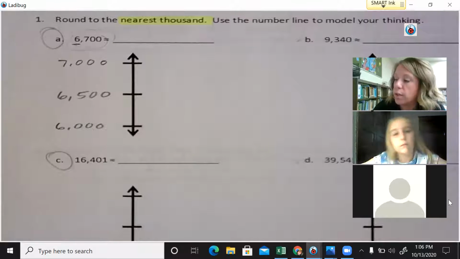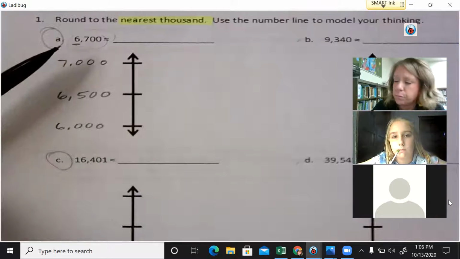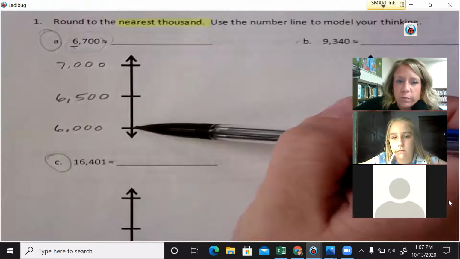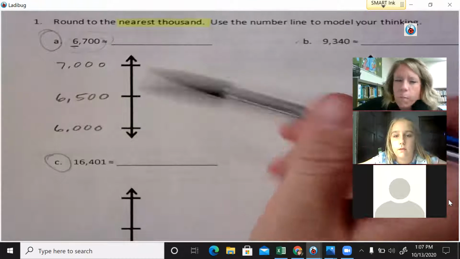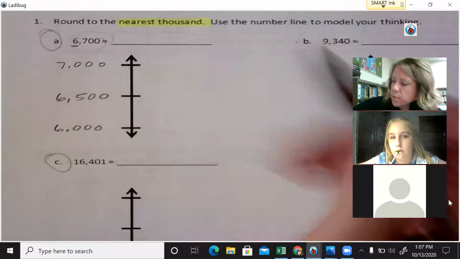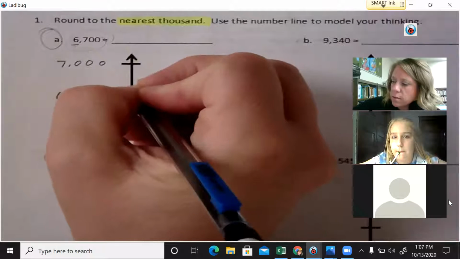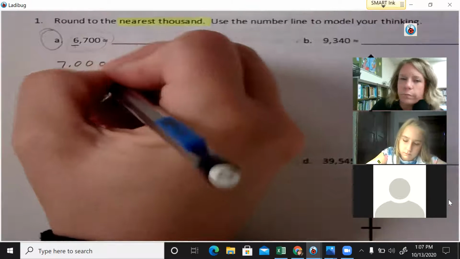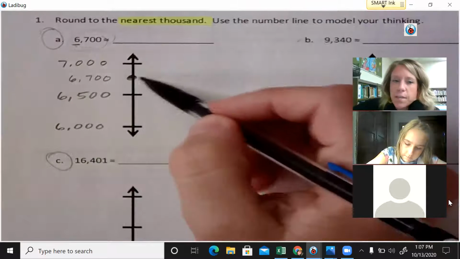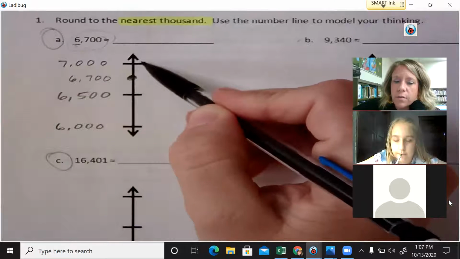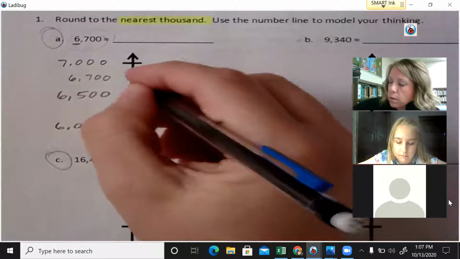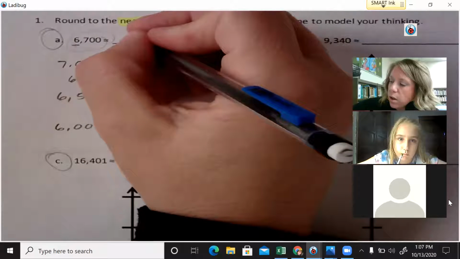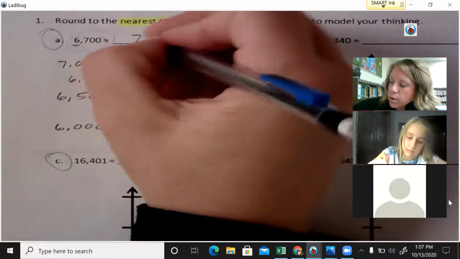Now that we've done your labeling, we're going to look at what we're rounding, 6,700, and estimate where that would be on this number line. So I know it's bigger than 6,000. I know it's bigger than 6,500, but it's smaller than 7,000. So I would estimate that to be 6,500, 6,600, about here. And then I would label that 6,700. Now I'll look. Is this point that I've plotted closer to 7,000 or 6,000? This distance is much shorter, so I would round up. So 6,700 rounded to the nearest 1,000 is 7,000.